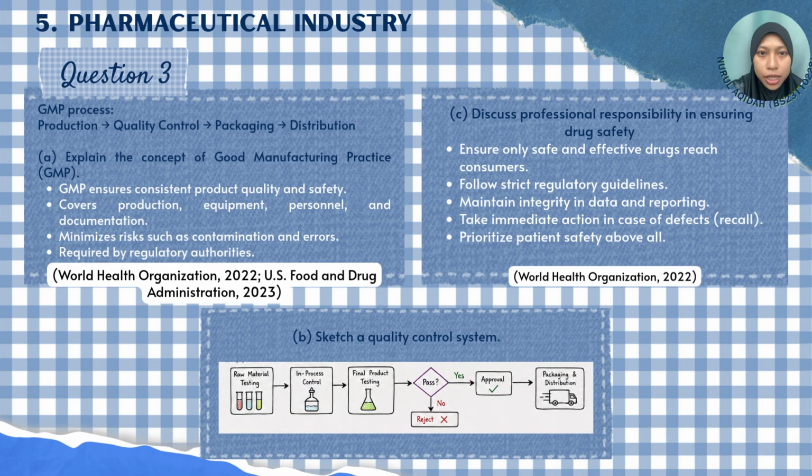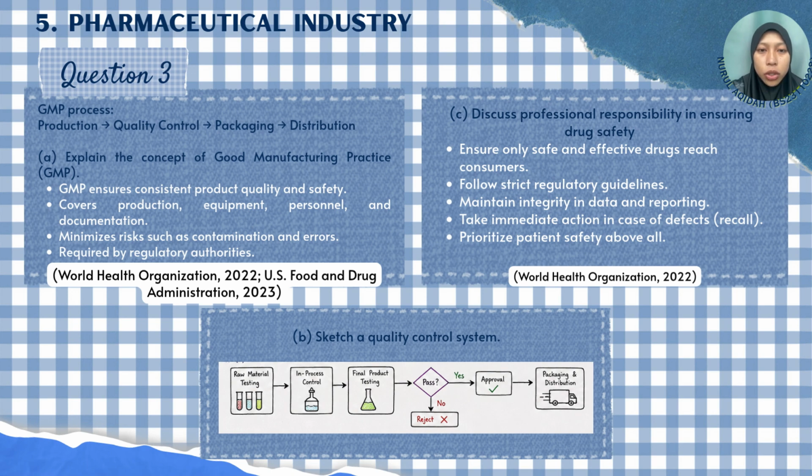The next slide is for GMP, or good manufacturing practice. So basically it ensures products are produced consistently according to quality standards. It helps prevent contamination and errors.